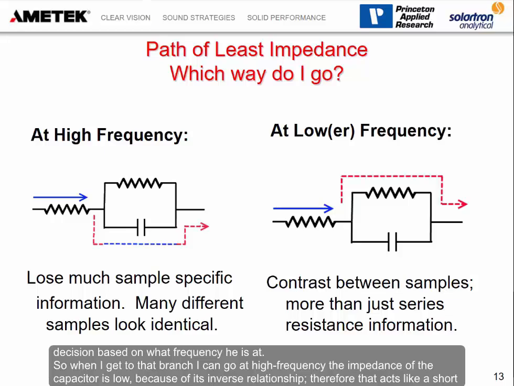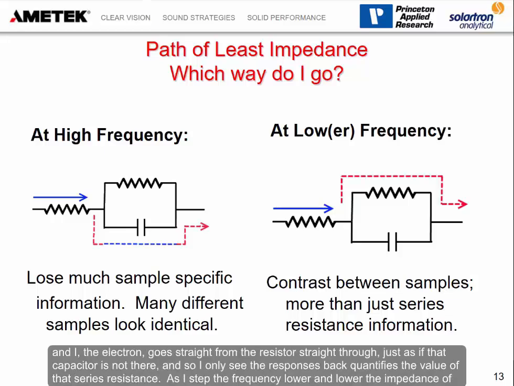So when I get to that branch, at high frequency, the impedance of that capacitor is low because of its inverse relationship. Therefore, that acts like a short, and the electron goes straight from the resistor, straight through, just as if that capacitor is not there. And so the response I see quantifies the value of that series resistance.